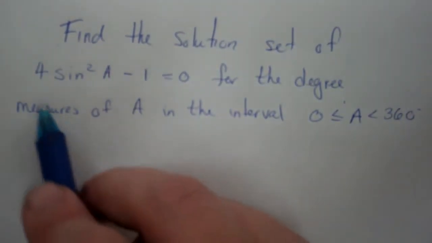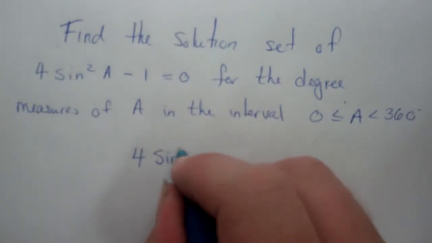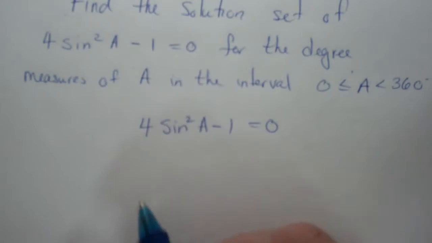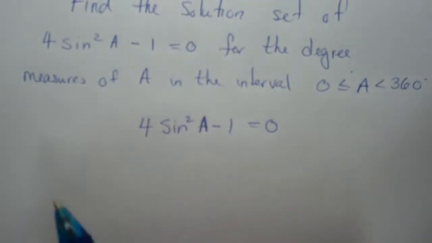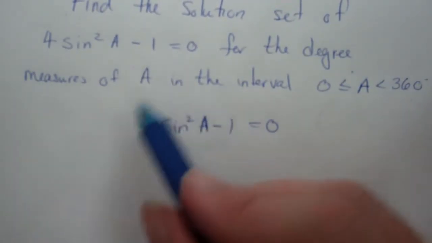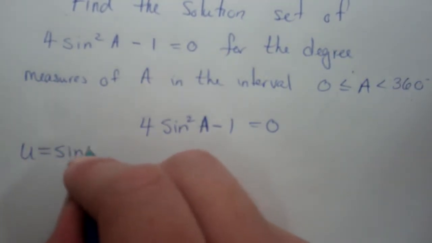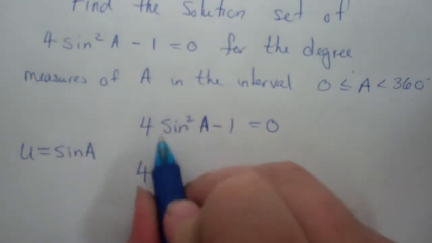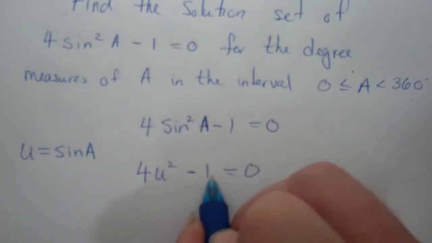Okay, so let's bring this down so that we have a little bit more room to work. So this is 4 sine squared a minus 1 is equal to 0. I'm actually going to do a little u substitution now. I don't really have to do a u substitution, but it doesn't hurt, and it might help you to see what comes next. So let's say u is equal to the sine of a. Well, how do I rewrite this then in terms of u? That means that we have 4 times u squared, instead of sine squared a, and then minus 1 equals 0.